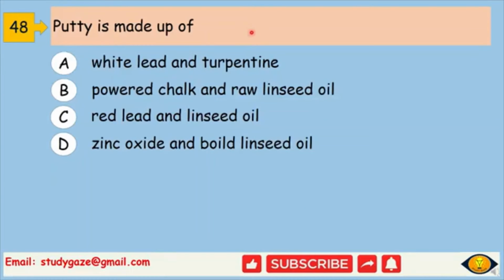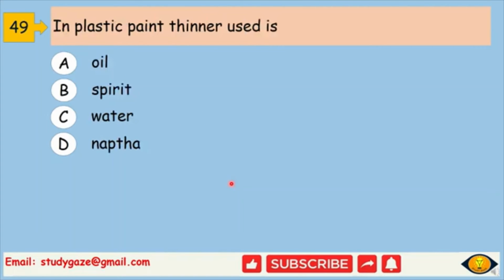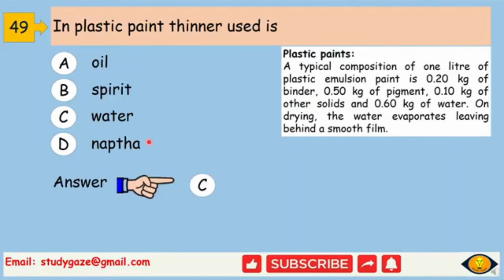48. Putty is made up of white lead and turpentine, powdered chalk and raw linseed oil, red lead and linseed oil, zinc oxide and boiled linseed oil. Answer will be B. Powdered chalk and raw linseed oil. 49. In plastic paint, thinner is used as oil, spirit, water, naphtha. Answer will be C. Water.